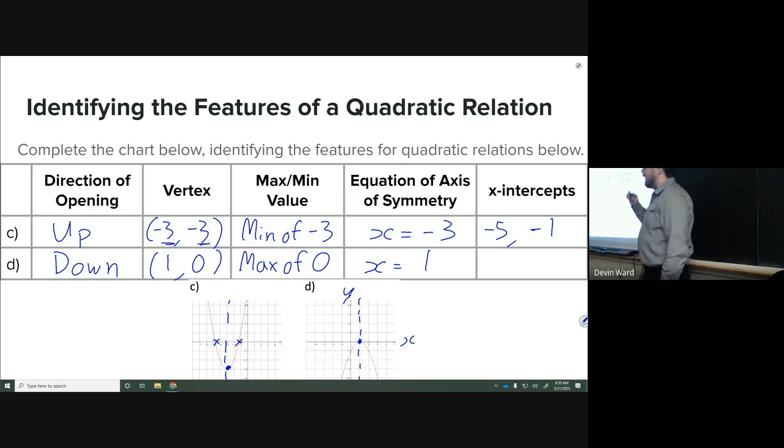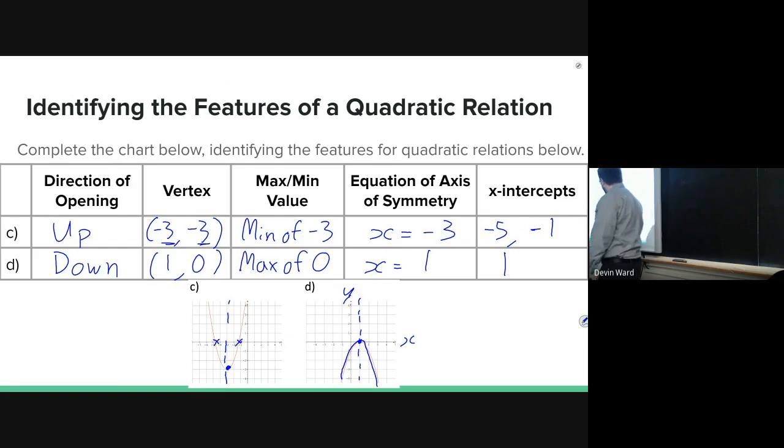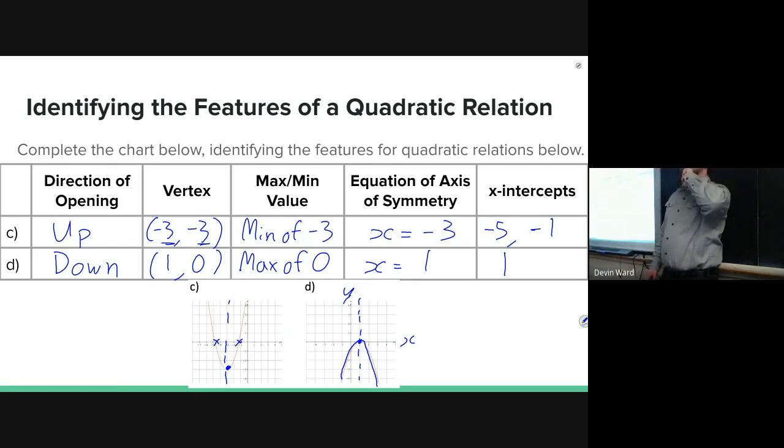Okay? And then how many x-intercepts do we have? Yep, perfect. We just have 1, so it goes up. It kind of touches the x-axis and then comes back down. So we just have 1, and it's actually at 1. Okay? So our x-intercept is just at 1.